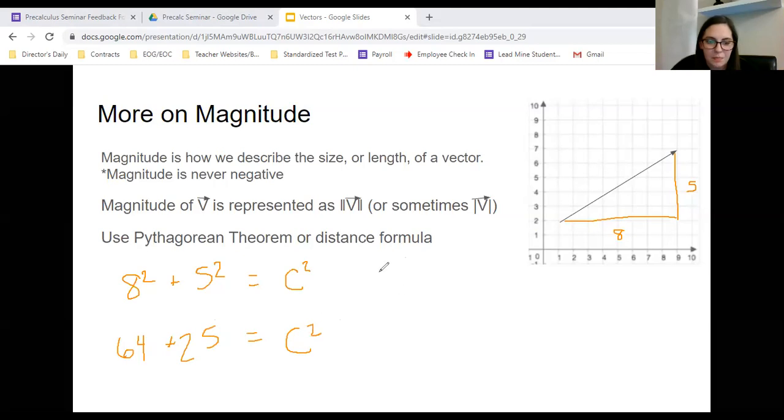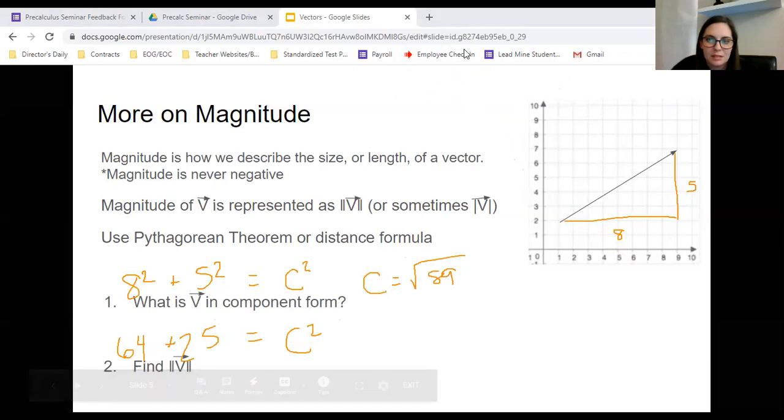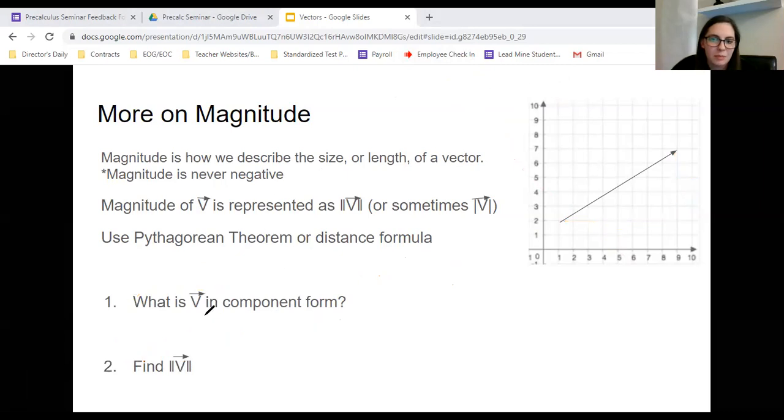I'm going to go ahead and say c is the square root of 89. So that's my magnitude. So let me clear out some of what I wrote. So component form, that's kind of what we found earlier. We just didn't put it in component form.